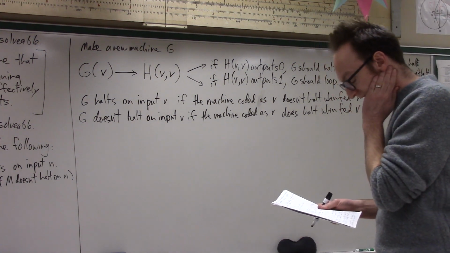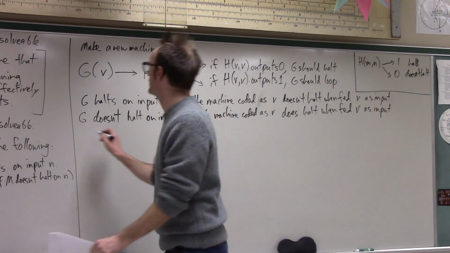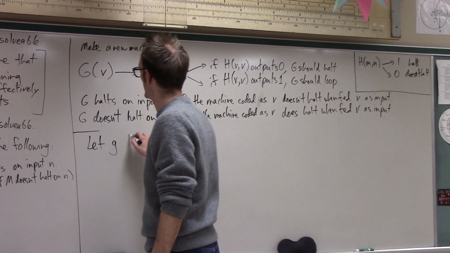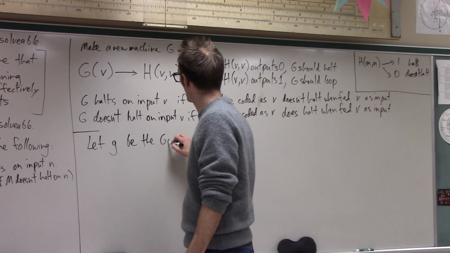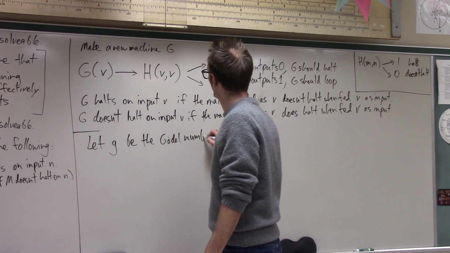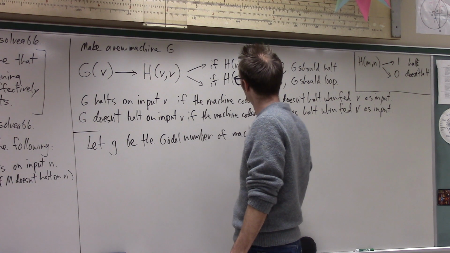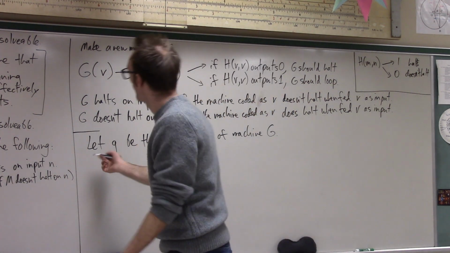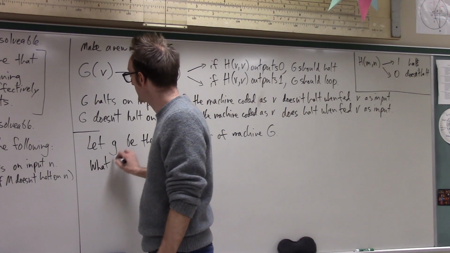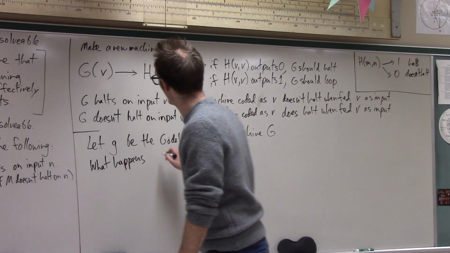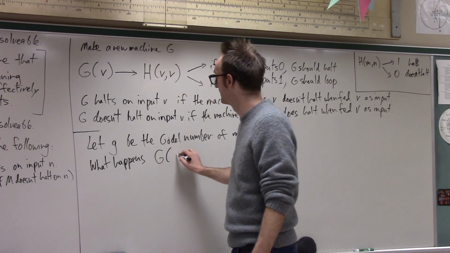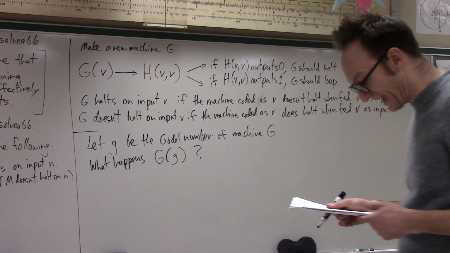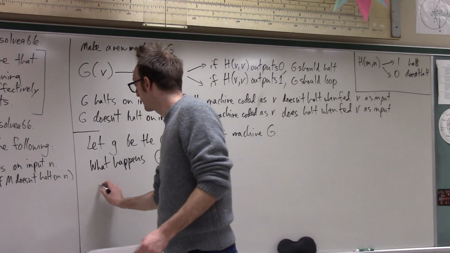And now here's where it gets weird. This Turing machine G also has a code number. So let little g be the code number, or the Gödel number, of machine G. And the question is, what is going to happen when we run machine G on input G? Okay, well, let's do it. What is going to happen?